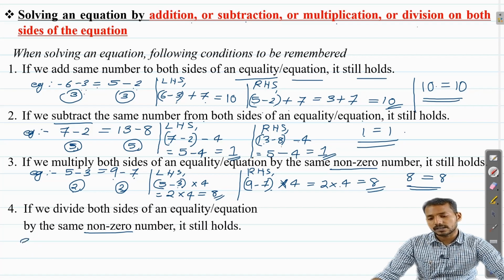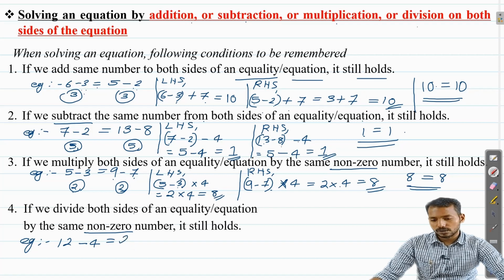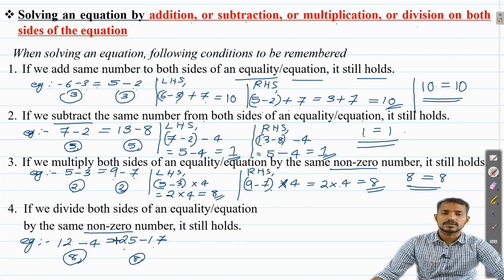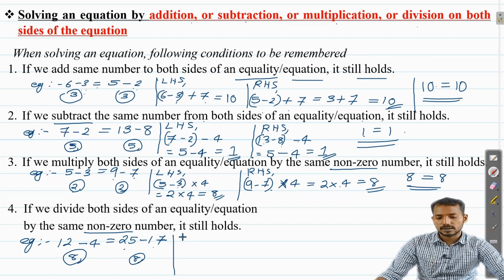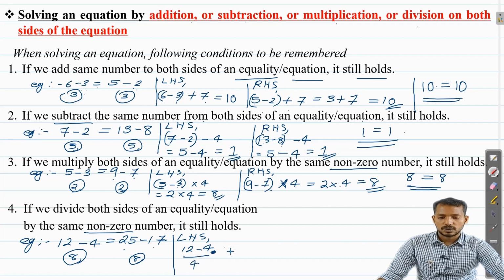I am going to take an equality here. 12 minus 4 is equal to 25 minus 17. This is an equality because the left side is 8, and the right side is also 8, since 25 minus 17 is 8. Now I am going to divide by the same number on both sides. First the LHS, left hand side. 12 minus 4 divided by 4. So what will we get? 12 minus 4 is equal to 8, divided by 4. 8 divided by 4 is equal to 2.